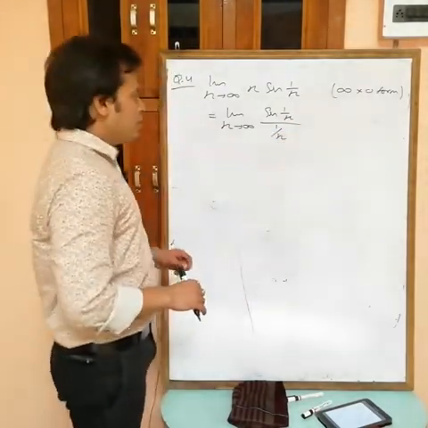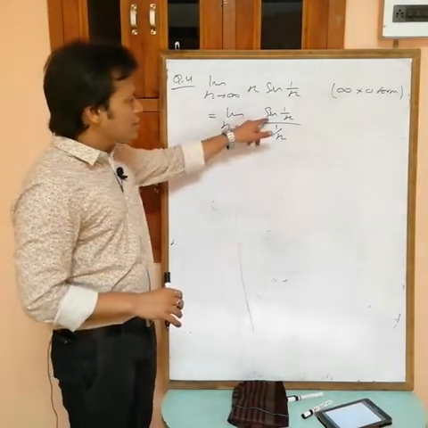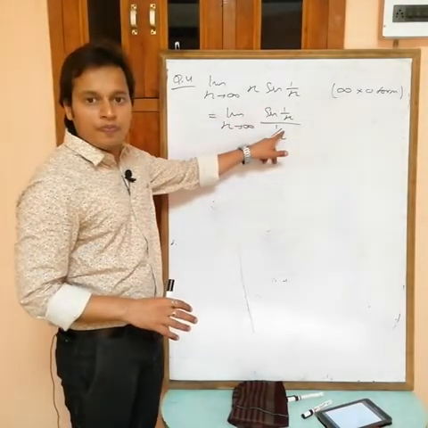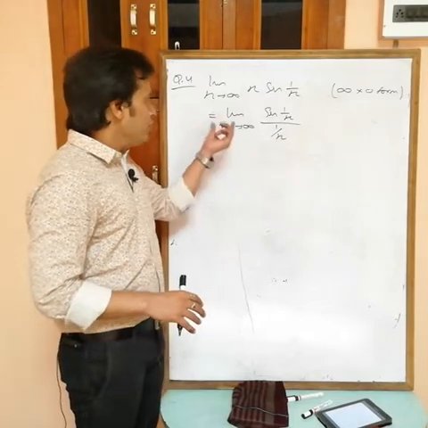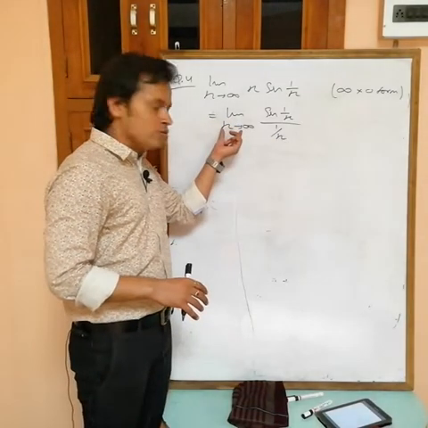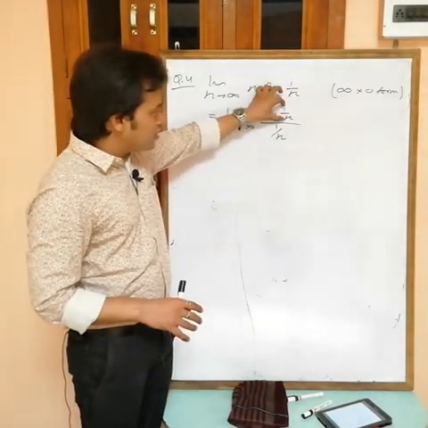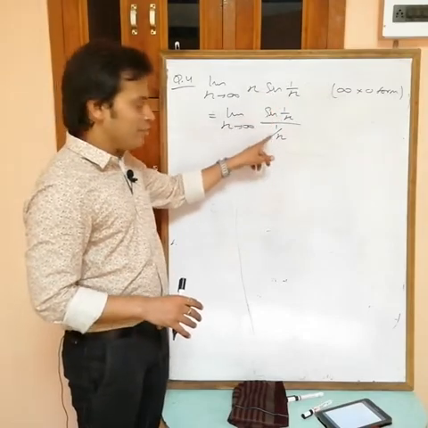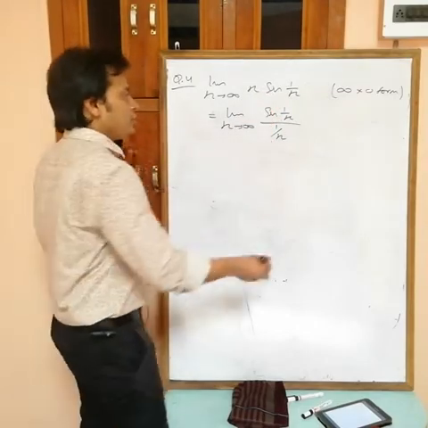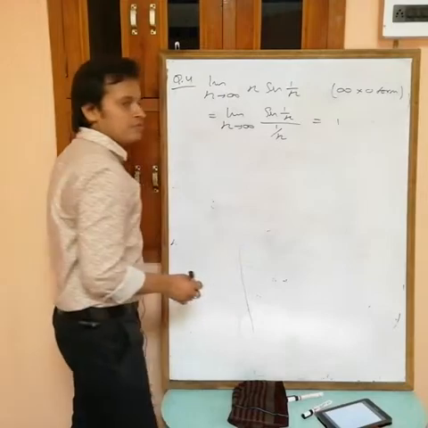Now this is like sine x by x form, and when you are putting x equals to infinity, then sine 0 by 0. 1 by infinity is also 0. Then this is the standard limit. Answer is equals to 1.